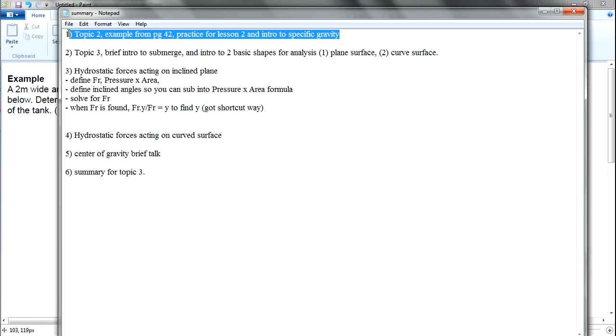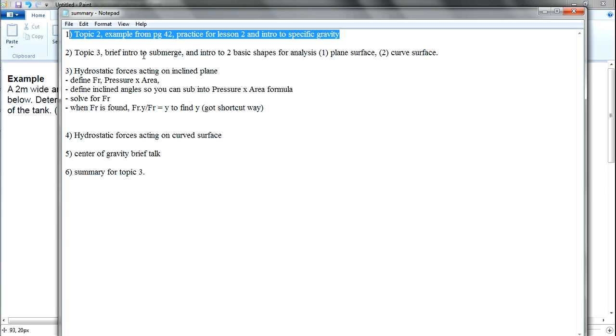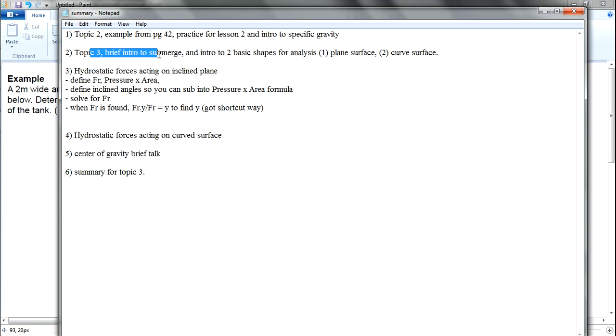Previously we talked about topic 2, the example from page 42. Now we talk about topic 3, which is a brief intro to submerged bodies, because topic 3 itself is forces acting on a submerged body. Compared to hydrostatic, it's a little different, although they have a relation. And then we'll talk about the two basic shapes for analysis when the body is being submerged.